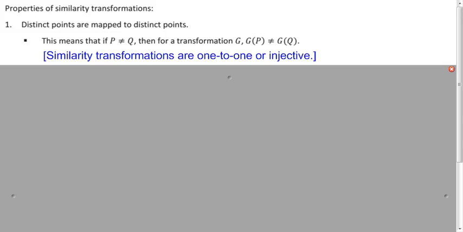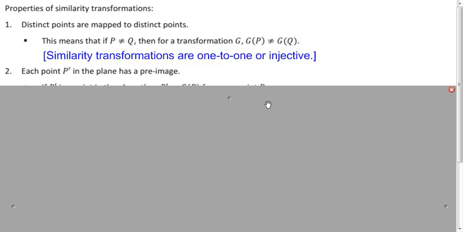So here are some important properties of similarity transformations. This first one basically says whenever you have points that aren't the same, whenever you do a similarity transformation, the images of those points will not be the same. This is a mathematical property called one-to-one or injective. You'll see this more in algebra 2, but if you want a little bit of fancy knowledge from vocabulary, that's what this property is called, one-to-one.